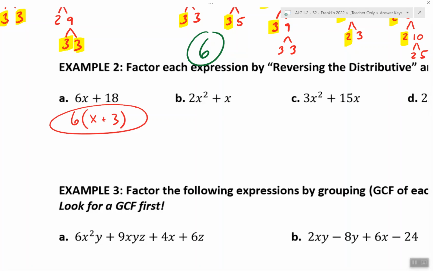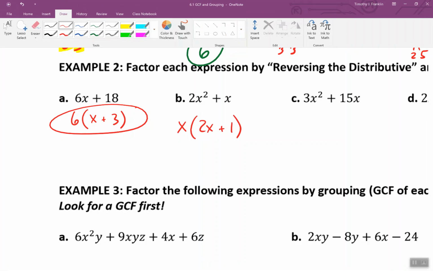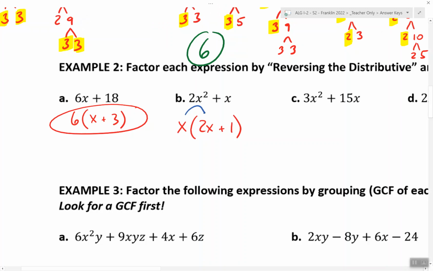For example B, we have 2x squared plus x. If you look at the GCF here, they both have an x, and that's it. So we can take an x out, and we're left with 2x plus 1. And you can always check this by multiplying the x back through. 2x squared plus x should match the original expression.